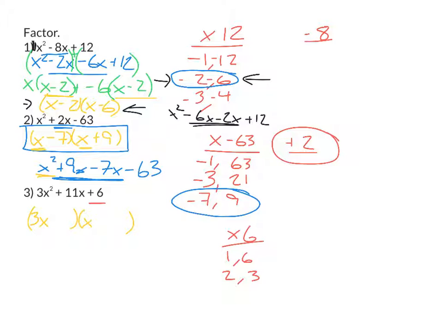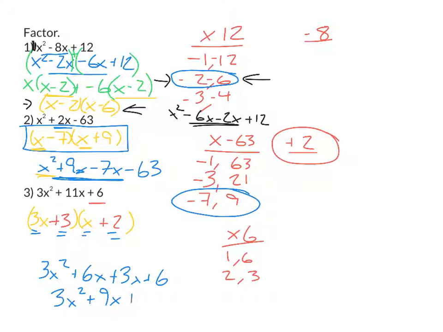So if I put in a, let me put the plus 2 here, and I'll put the plus 3 there. We can test this by foiling, but 3x times x makes 3x squared. 3x times 2 gets me a plus 6x. 3 times x makes 3x. Then 3 times 2 makes 6. And so right now this combines to make 3x squared plus 9x plus 6, which is not the same thing as what we have, a plus 11. So we need to try something else.